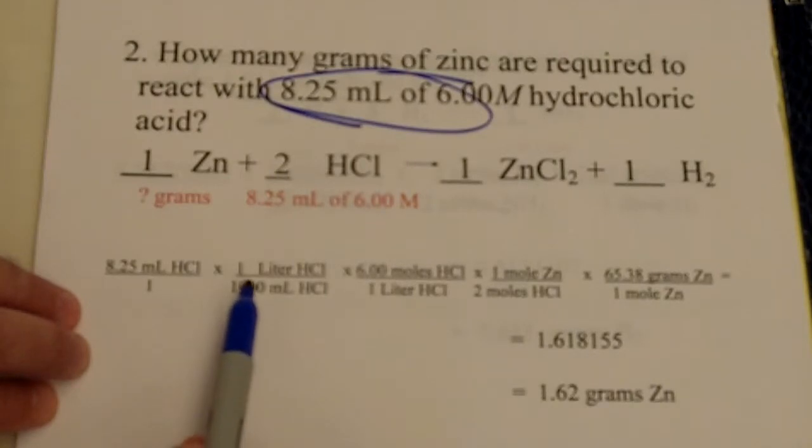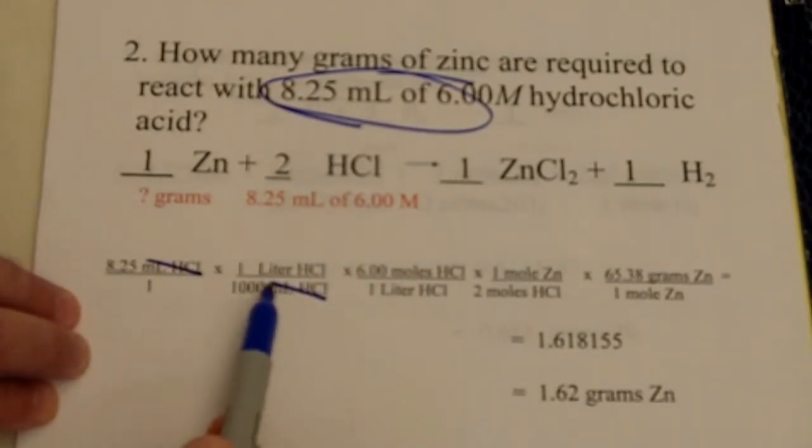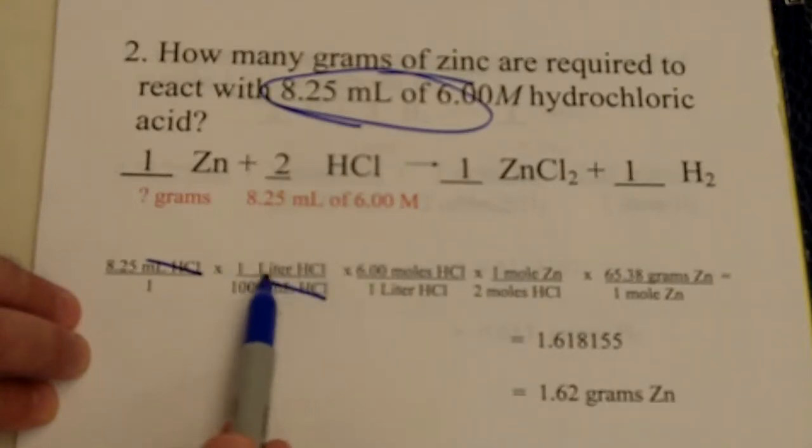Now I'm going to have to take a little bit of a detour here because I've got to get milliliters into liters. Remember, milliliters will never do. You've got to get it into liters. But that's pretty easy. There's 1,000 milliliters in 1 liter. Whatever unit is in the upper left goes in the lower right. That will cancel these two and leave me with liters of hydrochloric acid. Now I'm not anywhere near where I need to be, but at least I have it in liters.